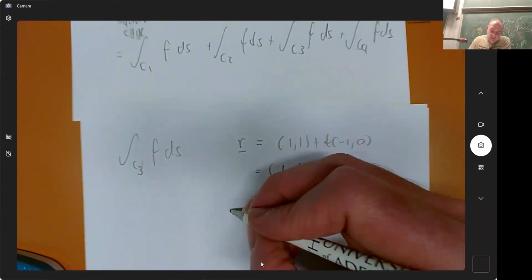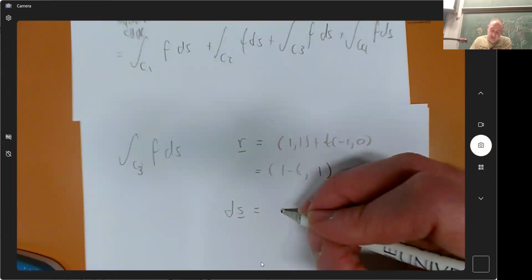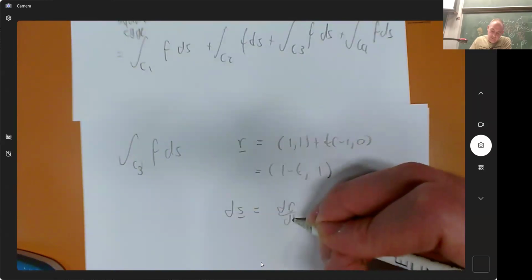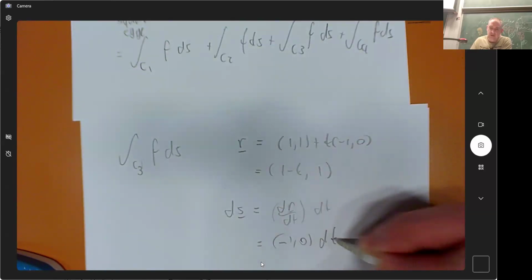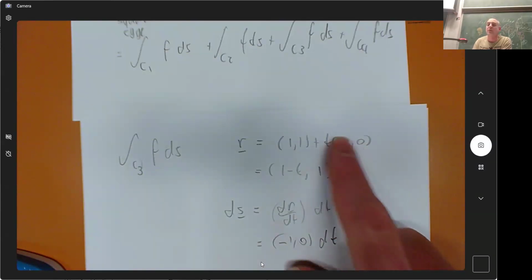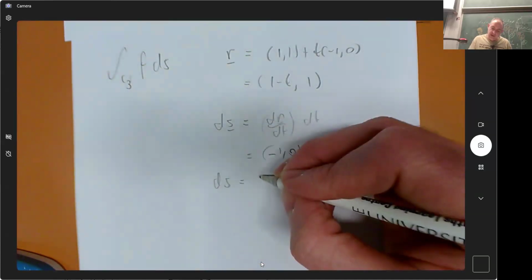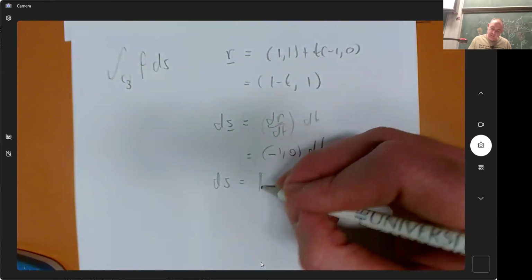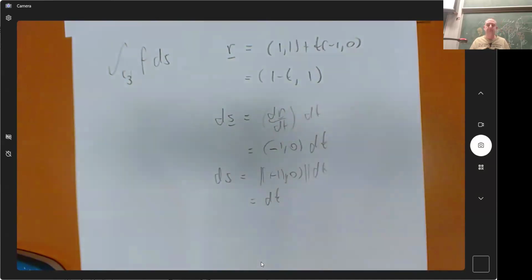And then ds would be dr on dt times dt, which would be (minus 1, 0) dt. So differentiate the two coordinates separately, and that's this bit. It's the coefficient of t. Isn't that fun? And so therefore ds is the length of this, which is just dt. Look at that. Isn't that great? It's nice.